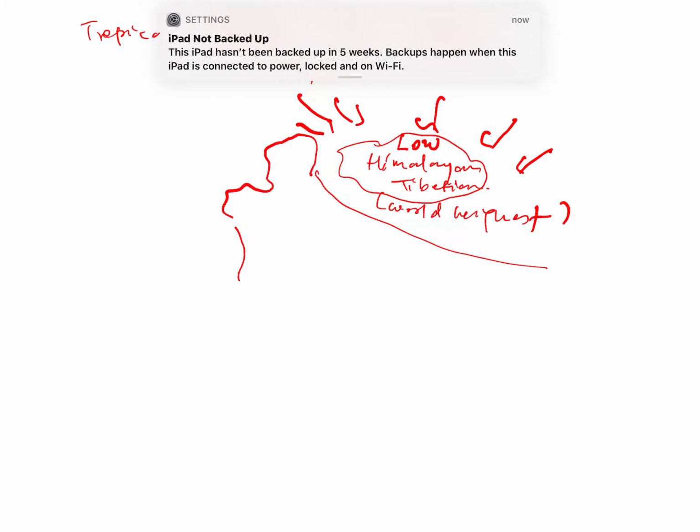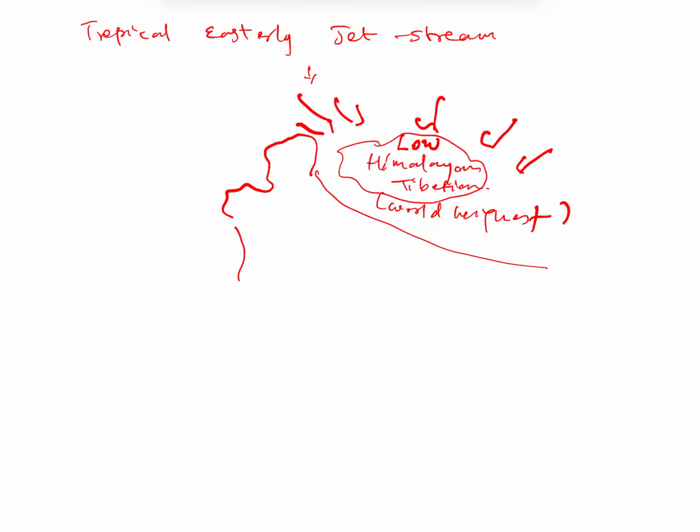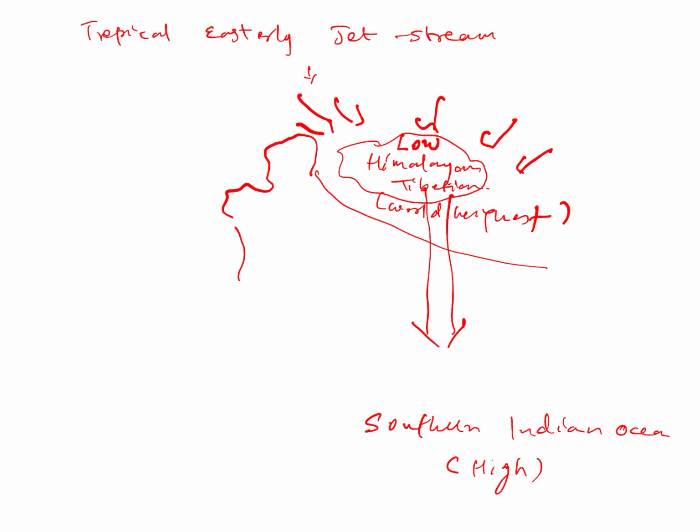As a result, low pressure develops and this starts producing a wind system that moves from the Himalayan side towards the southern Indian Ocean. The southern Indian Ocean is cooler, so the pressure on this side is high. This is the ground condition. The upper atmosphere is different, and wind starts moving in the upper atmosphere from the Himalayan Tibetan side towards the southern Indian Ocean, from north to south.